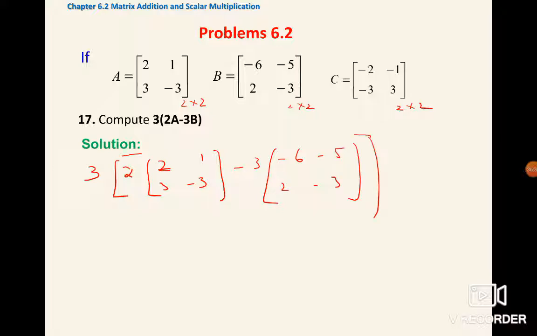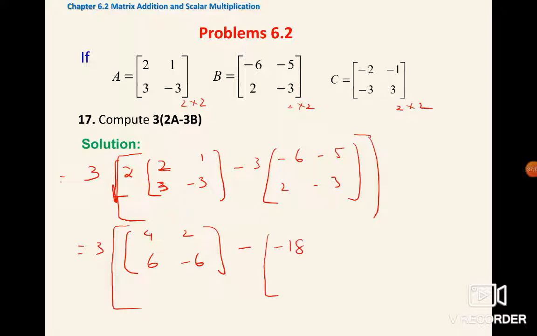Close the bracket. This is the bracket actually, right? It is equal to 3. Multiply this 2 inside. 4 2, 4 2. This is 3. So 6 minus 6. Minus 3. Multiply 3 inside. Minus 18, minus 15, 6, minus 9.